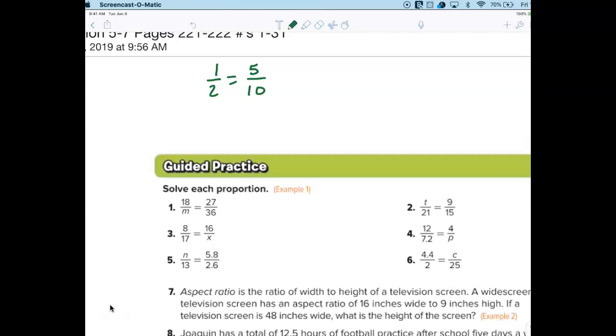What's that called, though? Nobody can remember 5th and 6th grade math? When you're solving a proportion, we say you cross multiply, and then you do what? Then you divide.